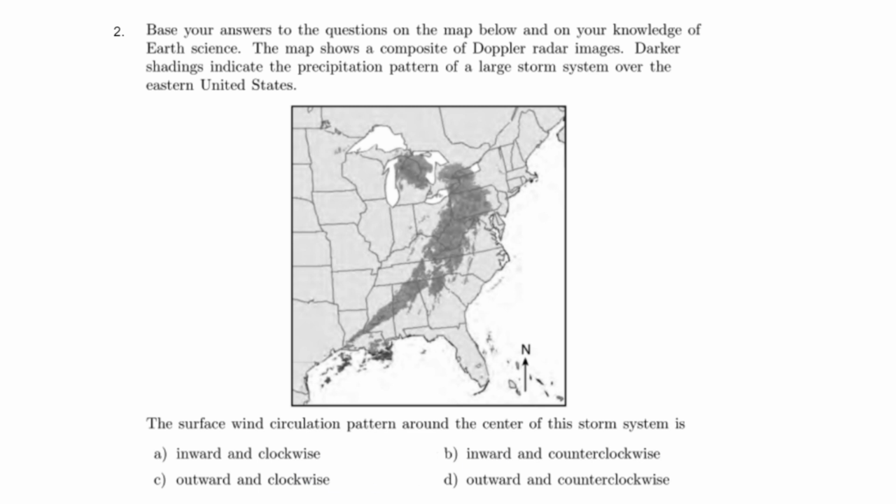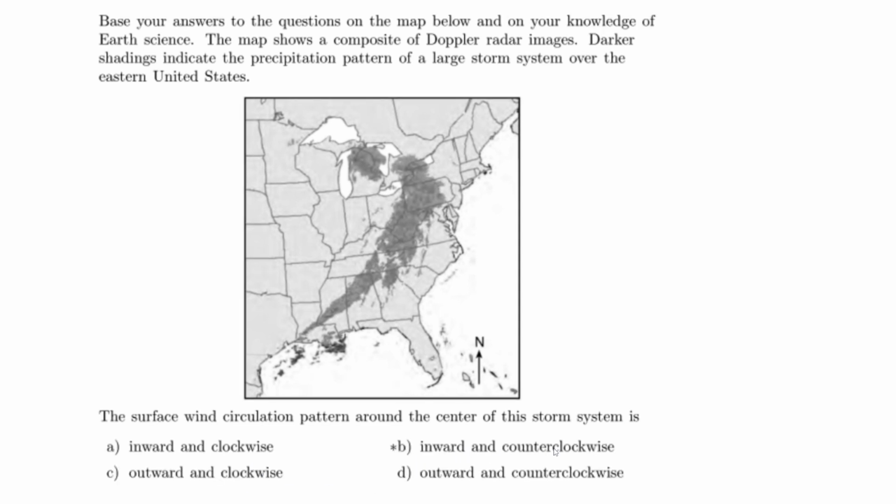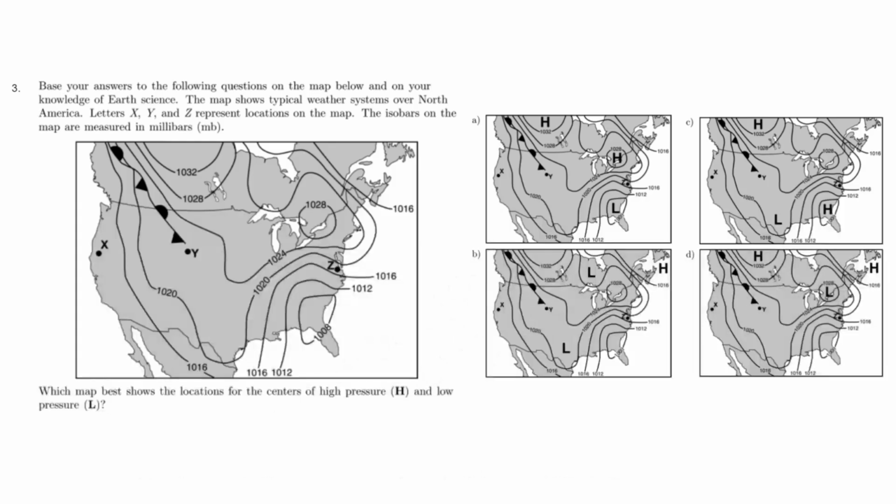The correct answer is B, inward and counterclockwise. Remember, storms happen in low pressure areas, and in low pressure areas the wind moves inwards towards the low pressure and counterclockwise. Pause this video, try number three.